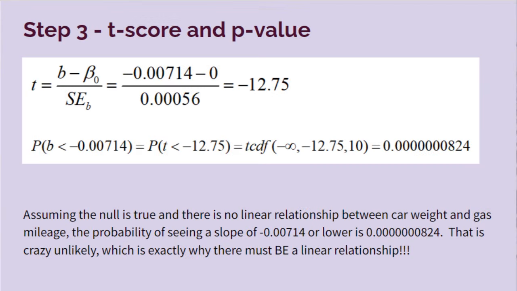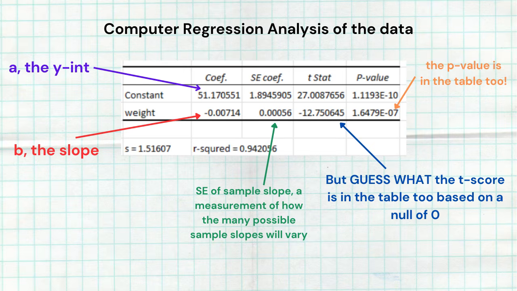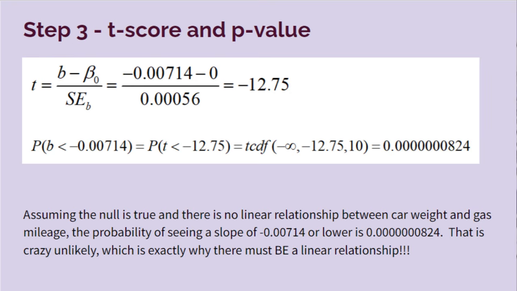12 cars. All right, so step 3 would be saying, all right, let's get that t-score. So we're going to take our sample slope. That was the negative 0.00714. We're going to subtract 0. That was the null hypothesis. That was what we assumed to be true, that there was no slope whatsoever. And we're going to divide by that standard error, which once again is in that computer regression output. And we get a very low t-score of negative 12.75.